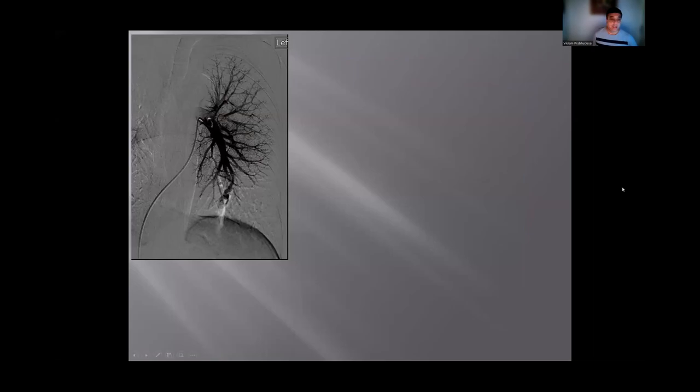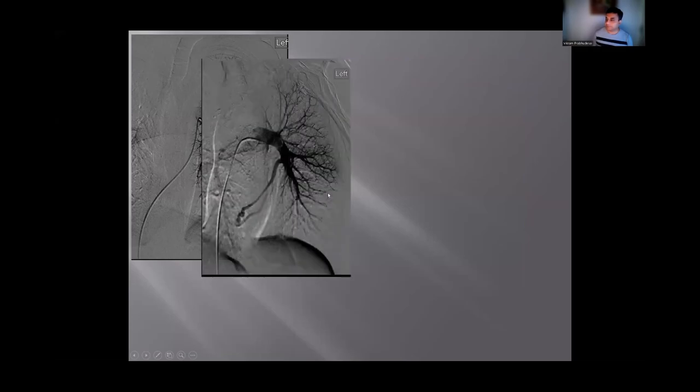So an example of the scaffold technique. This patient has an AVM on the left side. This is the catheter through the heart into the left lung, and this is the entire left lung. So we select the AVM. This is the artery that supplies the AVM. This is the aneurysm. This is the vein that takes the blood back to the heart.